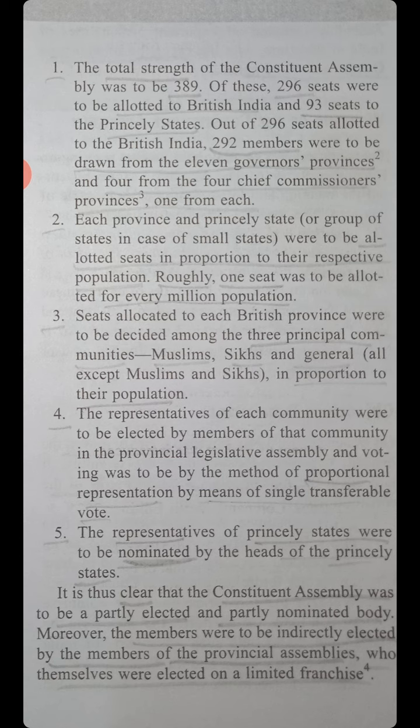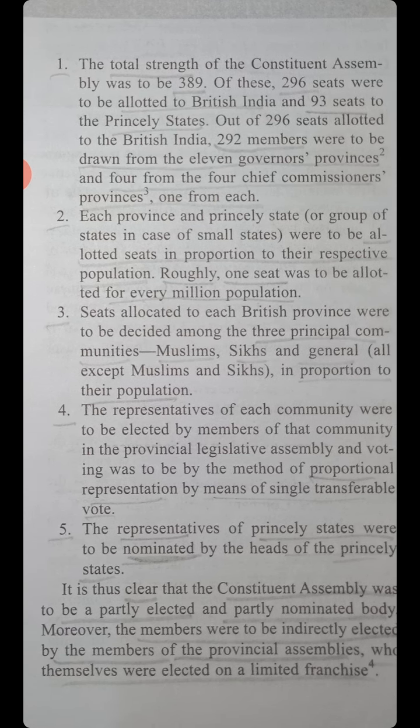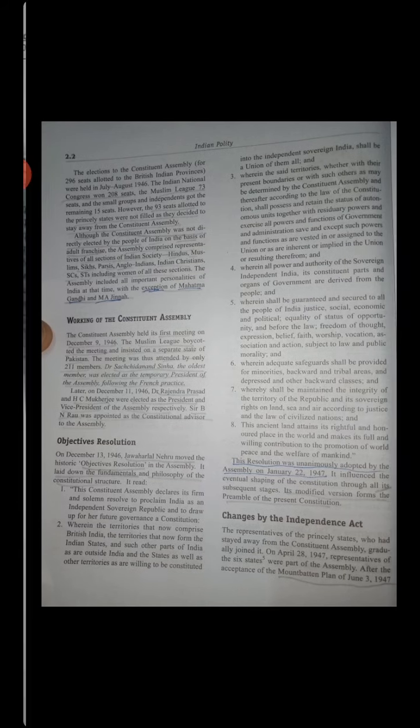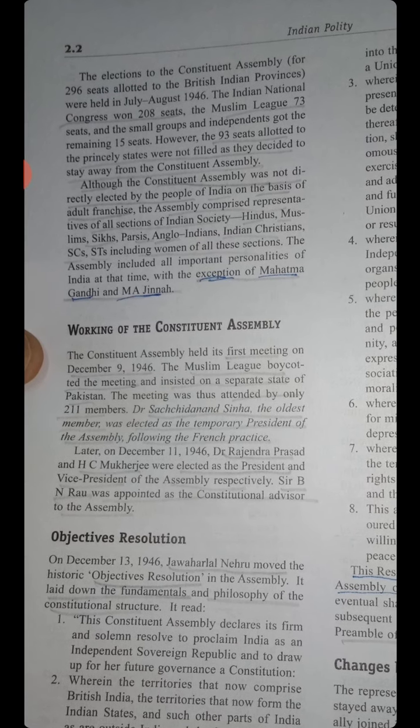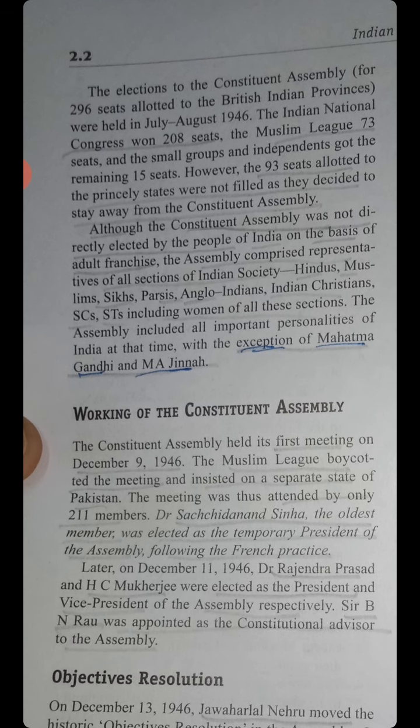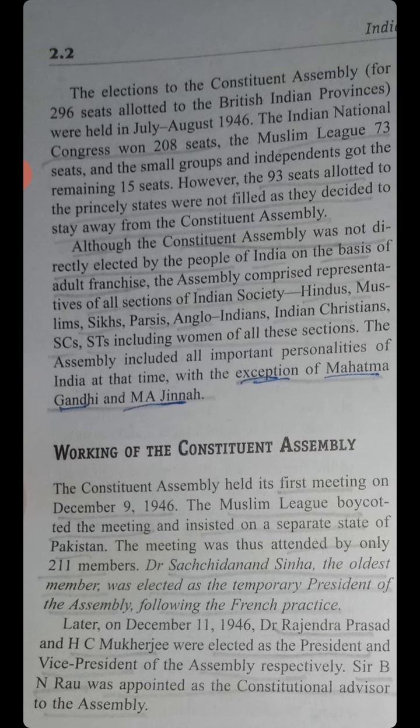Moreover, the members were to be indirectly elected by the members of the provincial assemblies, who themselves were elected on a limited franchise. The Government of India Act of 1935 granted franchise on the basis of tax, property, and education. The elections to the Constituent Assembly for the 296 seats allotted to the British Indian provinces were held in July-August 1946. The Indian National Congress won 208 seats, the Muslim League 73 seats, and the small groups and independents got the remaining 15 seats. However, the 93 seats allotted to the princely states were not filled, as they decided to stay away from the Constituent Assembly.